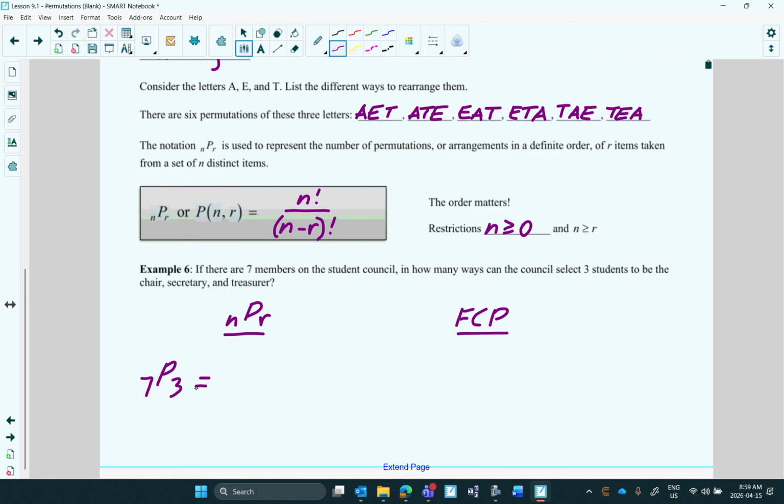So what we would do, using the formula, 7 factorial over 7 minus 3 factorial, which is 7 factorial over 4 factorial. And using that simplifying that we talked about above, this is the same as 7 times 6 times 5 times 4 factorial over 4 factorial. I stop there because I can cancel those two. And I get 210.